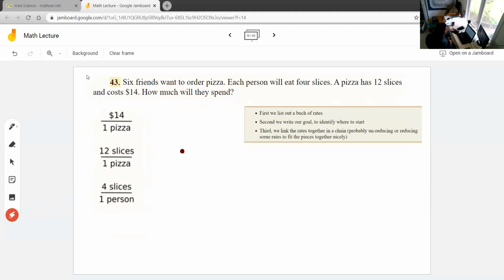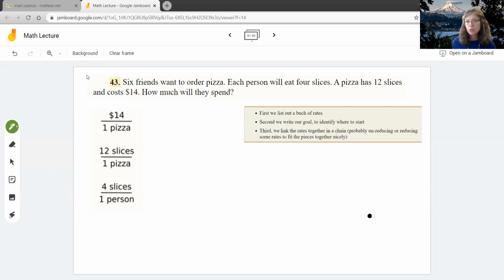We're obviously going to do lots of multiplying and dividing. This is when we could just sort of flounder around until we got a good answer. But let's see how this chain helps us know when to multiply and when to divide so we don't mess up. So we've written our bunch of rates. Where are we trying to start and get to? How much money it's gonna cost, but also how many pizzas we need for the 6 people.